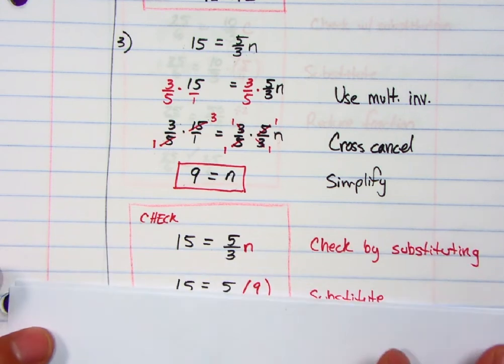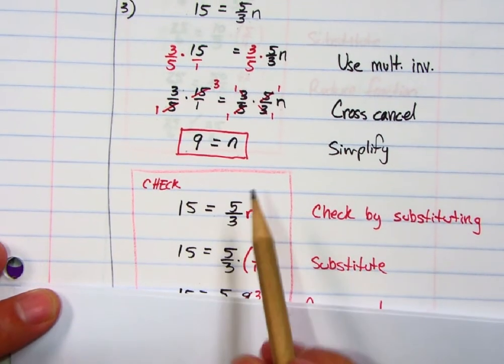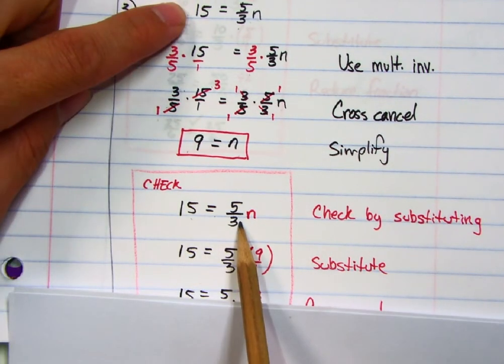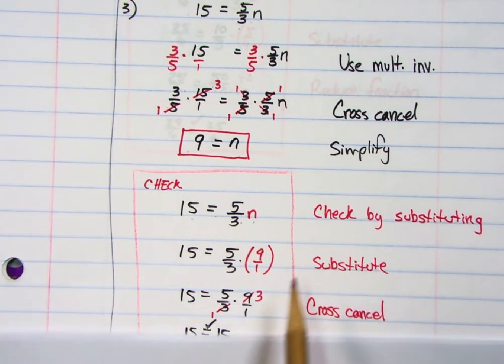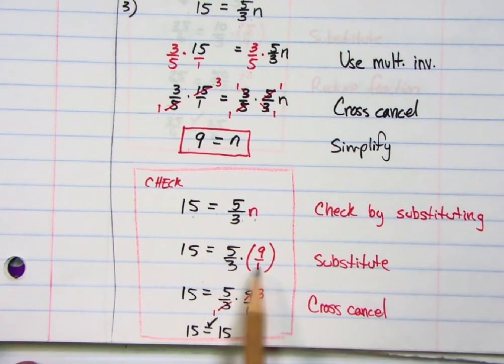Again, I want to check my work, so I go back and plug it in. I substitute. I say, look, this was the original question right up here. Except for n, I'm going to replace it with what I think the answer is, 9. I go ahead and do some cross-canceling, double check my work, and at the end, aha, it does work out.